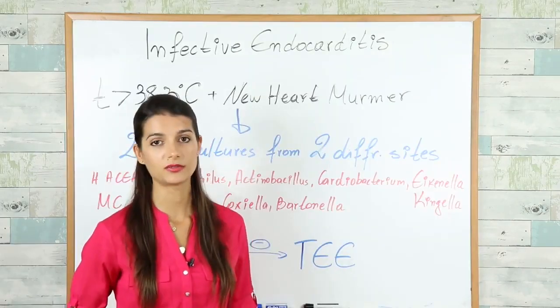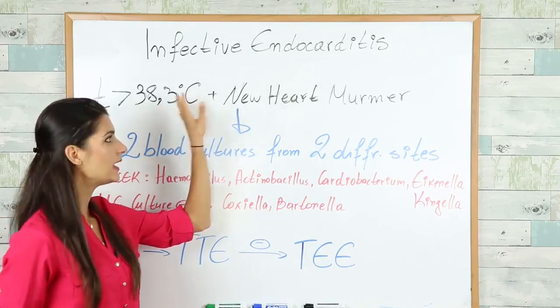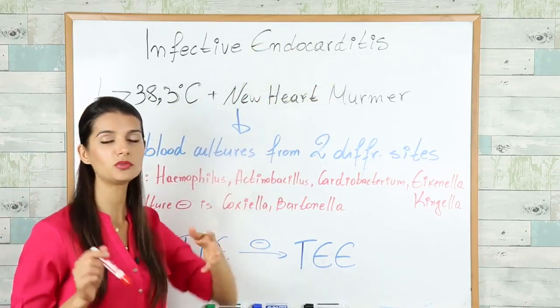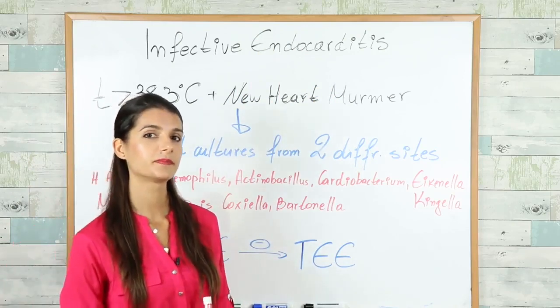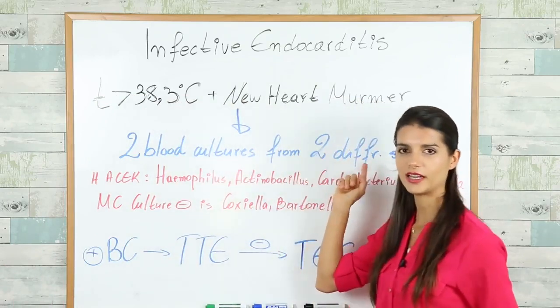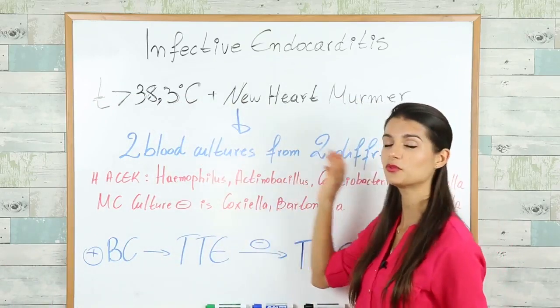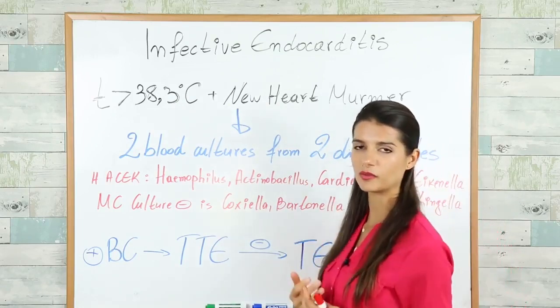So if a patient arrives at the hospital with a fever of more than 38.3 degrees Celsius and a new heart murmur, then this is super suggestive of infective endocarditis. So what do you want to do first? Yes, you want to take two blood cultures from two different sites. Remember, two blood cultures from two different sites. It's very important. So you're expecting the blood culture to come back positive, right?